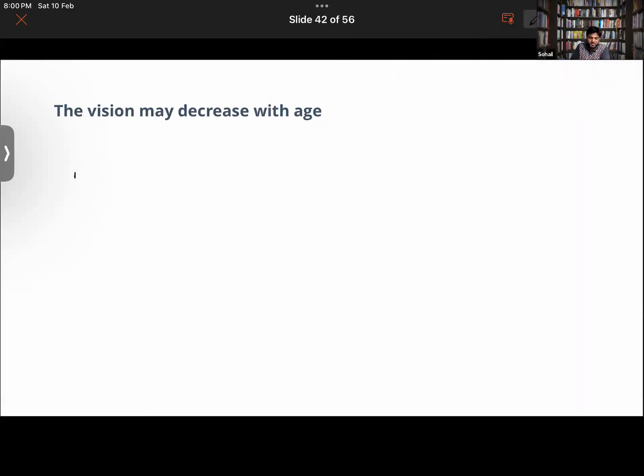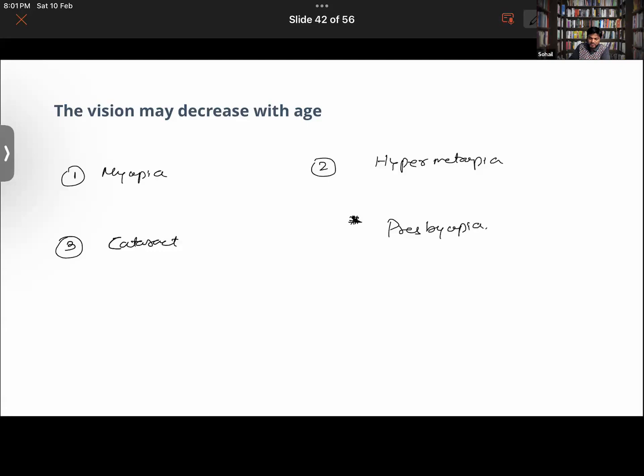The first one is called myopia, short-sightedness. Very good. The second one is called hypermetropia, and the third one is very common in old age. That is cataract. Okay, now there's one more. I'm writing presbyopia is also there. But the main concern is the first, second, and the third one.